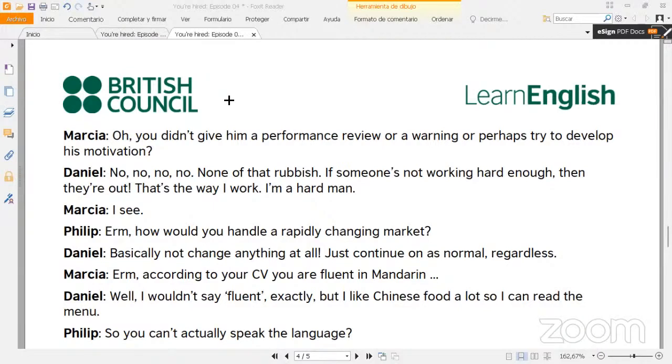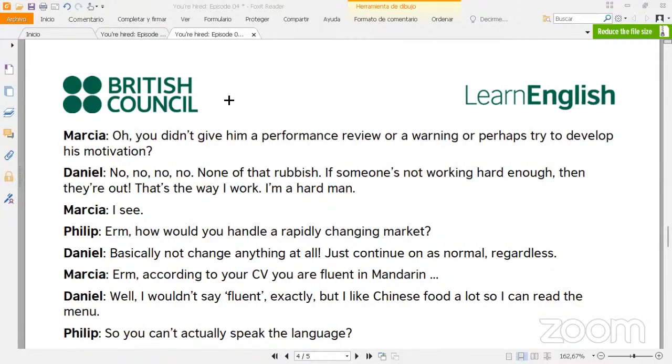Okay, you didn't give him a performance review or a warning or perhaps try to develop his motivation? No, none of that rubbish. If someone's not working hard enough, then they are out. That's the way I work. I am a hard man. I see. How would you handle a rapidly changing market? Basically, don't change anything at all. Just continue on as normal.